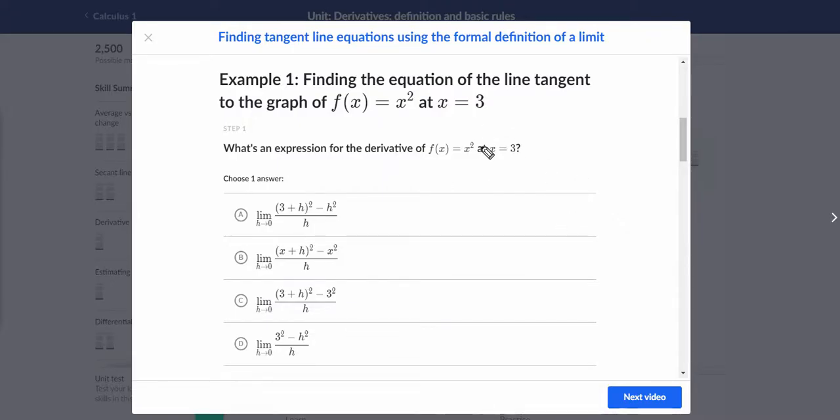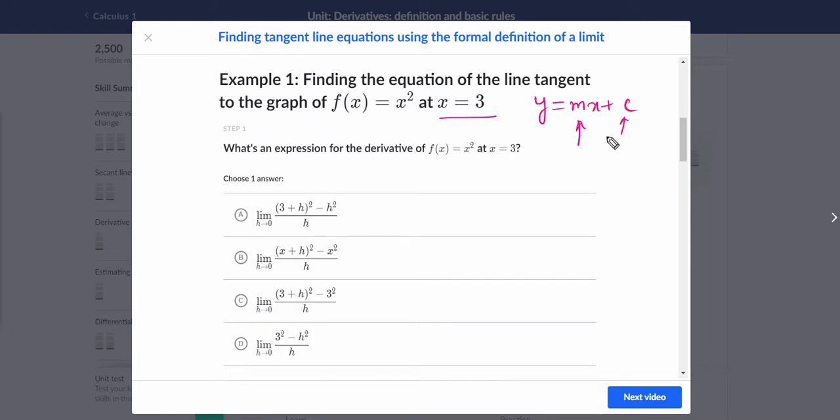It says find the equation of the line tangent to the graph f of x equals x square at x equals 3. Okay, so this is the example that we are going to do. So we have to do some certain steps. In order to find the equation of a line, we need the slope and the y-intercept, because the equation of a line is in this form: y is equal to mx plus c. So our first goal is to work out the gradient, and then we'll work out the y-intercept.